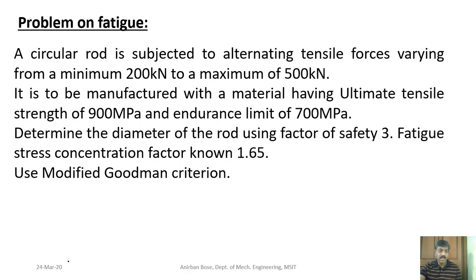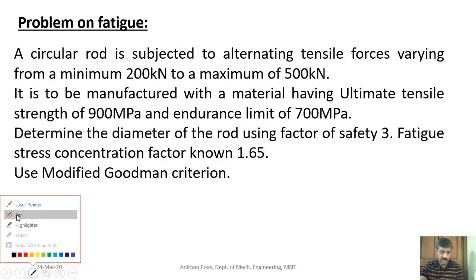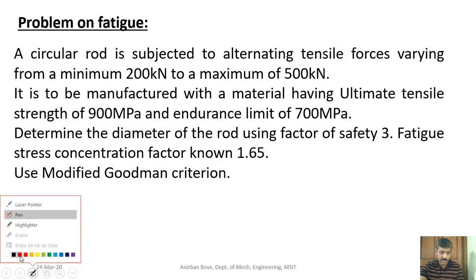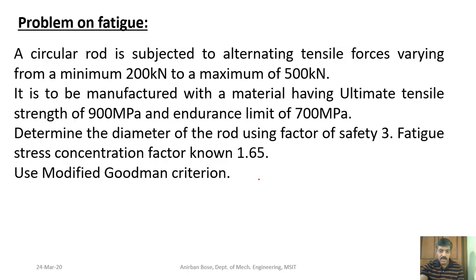Now finally, let us solve one design problem, and that design will be against fatigue. So let us see what the problem statement is. A circular rod is subjected to alternating tensile forces varying from a minimum of 200 kN to a maximum of 500 kN. That means it has been given that F max is given, and F mean is given.